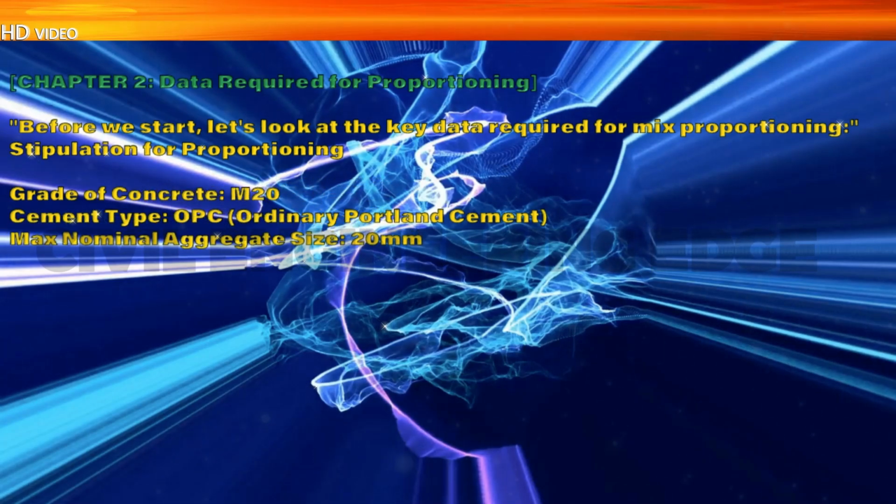8.2.4.2. Fine aggregate zone 2. Water cement ratio, 0.50, Indian Standard 456, Table 5.